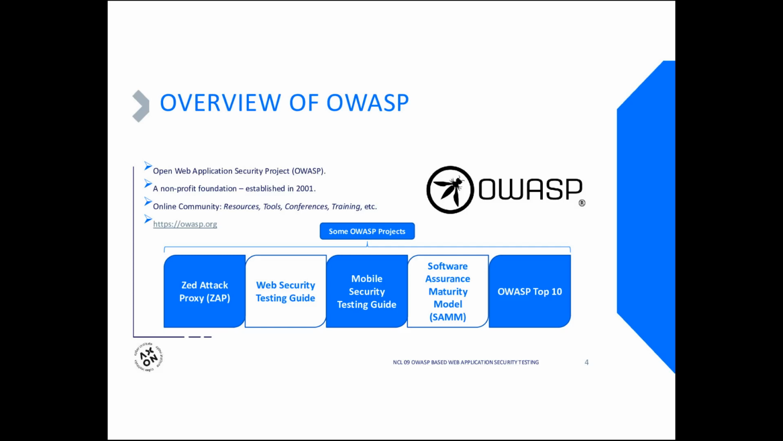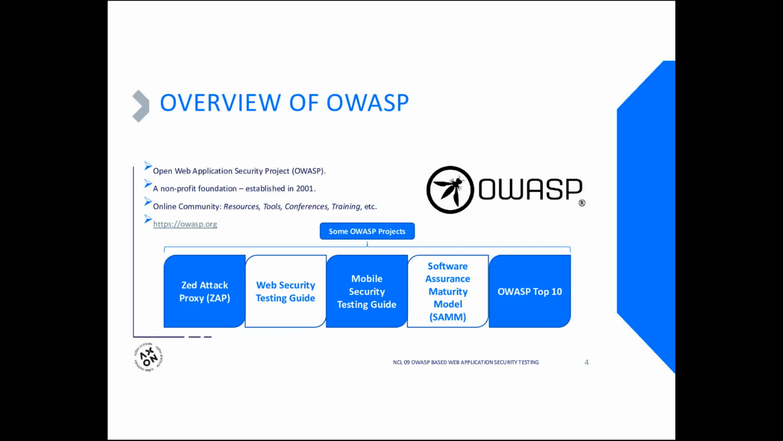Some of their projects include the Attack proxy, ZAP, which is a very, very popular open source tool. It's an intercepting proxy. For those of you who are familiar with Burp Suite, ZAP is very similar to Burp, and it is written in Java, available on Linux, Windows, as well as Mac. You can go to their website, owasp.org, and download this tool.